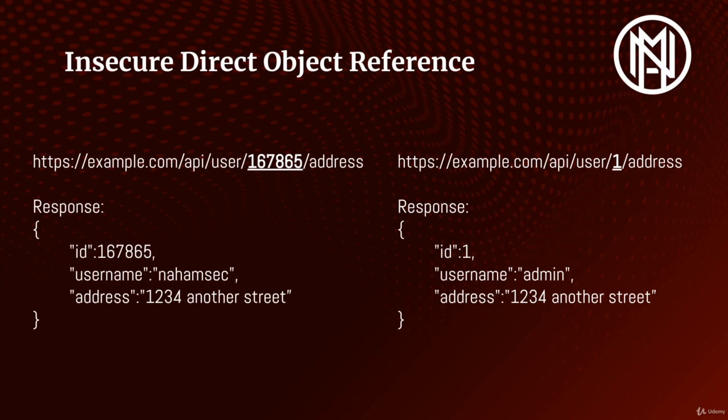Now let's say we change that ID. We go from 167,865 to 1, and that's going to return the response with the user ID 1 and the username being set to admin, with their address. This is very common. That happens a lot. It's not always just in an API. It could be anywhere with a numerical ID, or anything where you can understand how the ID is being calculated, whether it's base64 or some other encoding where you can break it and create another one.